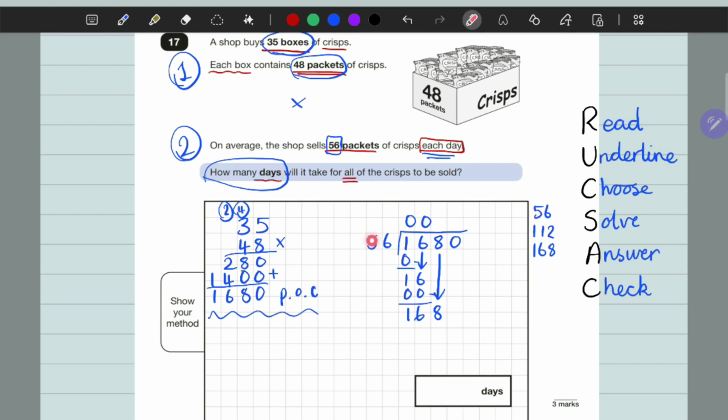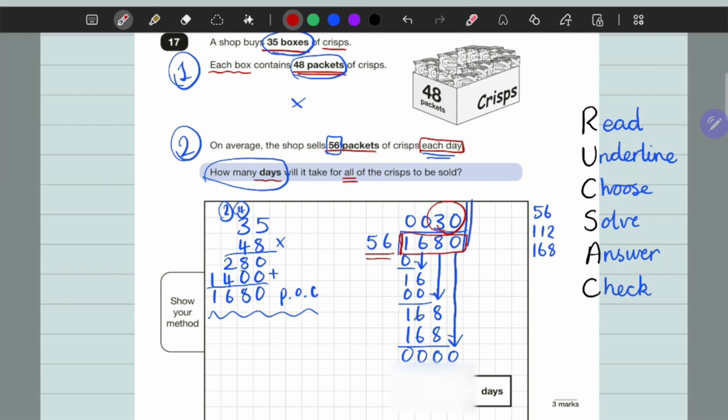168. Now 168 divided by 56 gives me 3. That was 168. Subtract those, leaves me with 0, bring down my 0. 56 into 0 goes 0 times, so that is 30, because I've got no more left, so I've definitely stopped here. I've got 30 days in total for me to sell 1,680 crisps if I sell 56 every day. So I've got 30 days here.